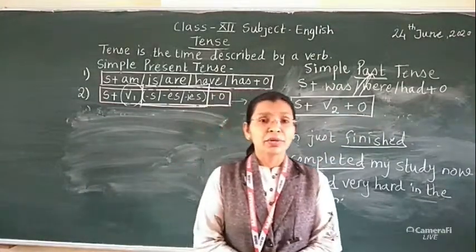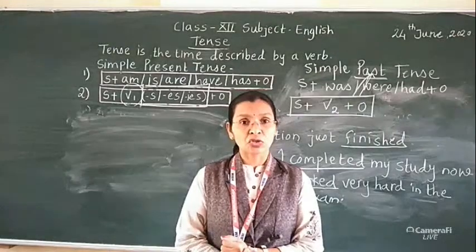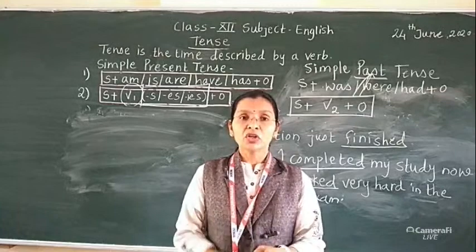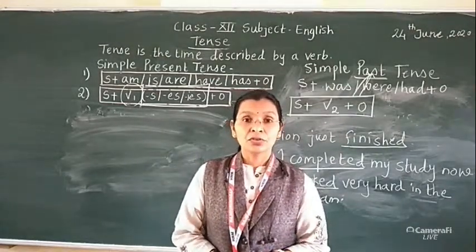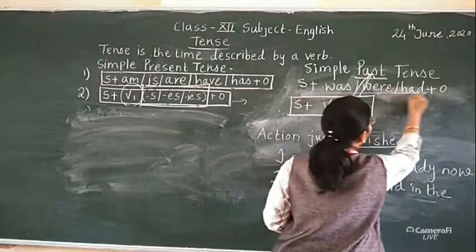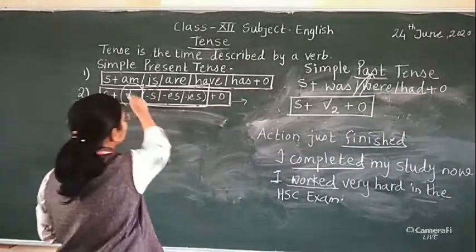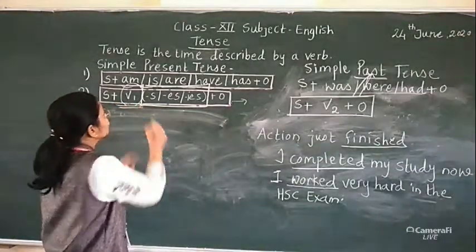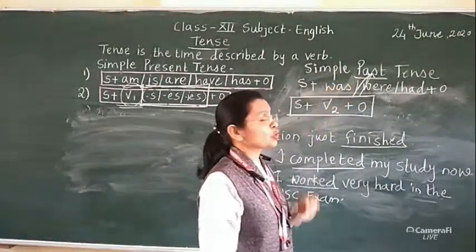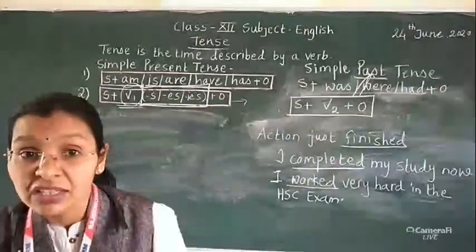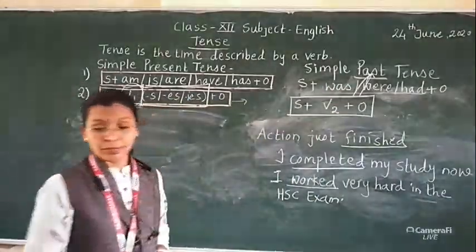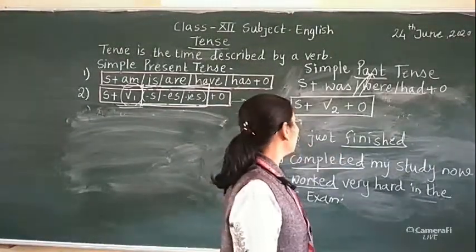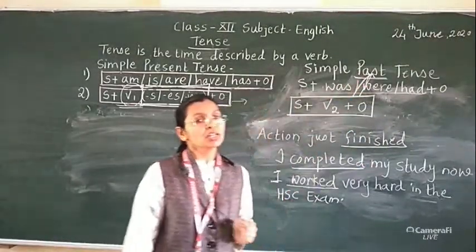So what do you remember here? Pay attention here, students. You must focus on the verbs, okay? Because verb shows the type of tense. So here was, were, had shows the past tense, and here am, is, are, have, has shows the present tense. Here V1 shows the present tense, and here V2 shows the past tense. Okay? Clear the simple past tense? Again I repeat here. See, action just finished. Where we use the simple past tense? When the action just finished, that time we use the simple past tense.